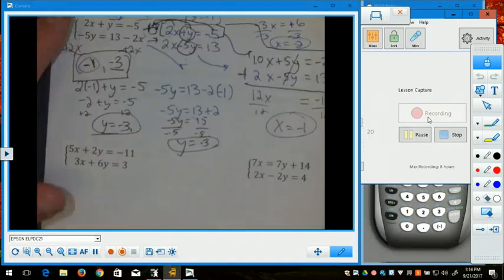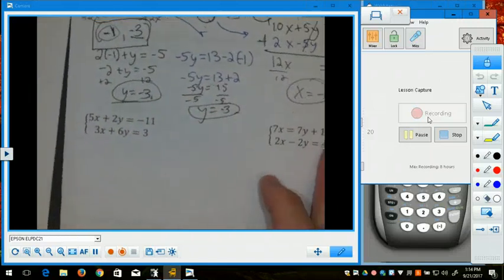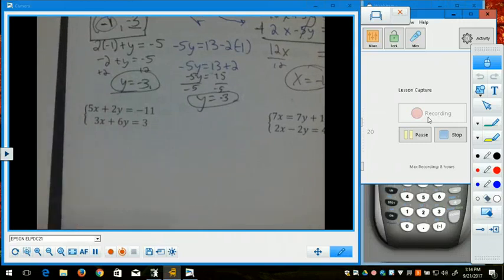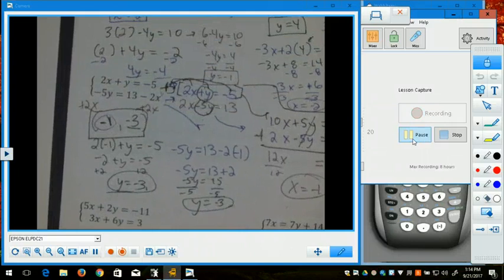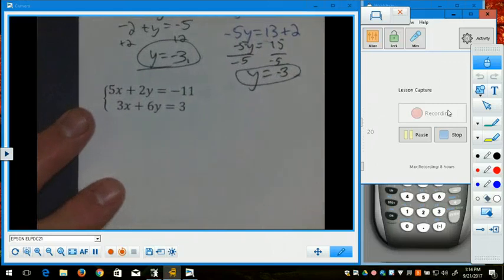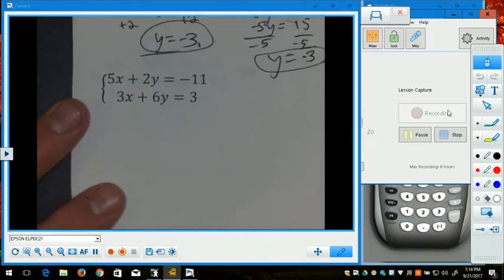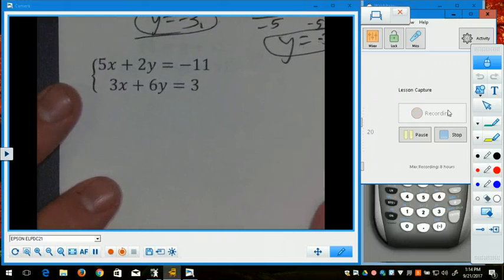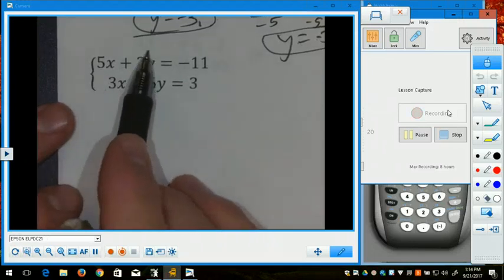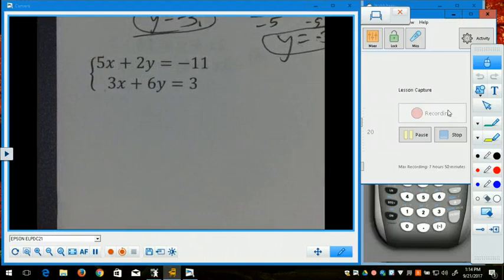There are only 2 more examples on this. 5x plus 2y equals negative 11, and 3x plus 6y equals 3. On this particular example, neither the x nor the y are opposites. We are lucky in that the equation is already in standard form, so that's helpful. But the x's are not opposites, the y's are not opposites on their coefficients. And honestly, I could pick either one for this one.